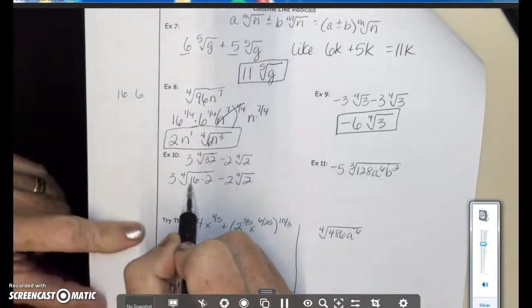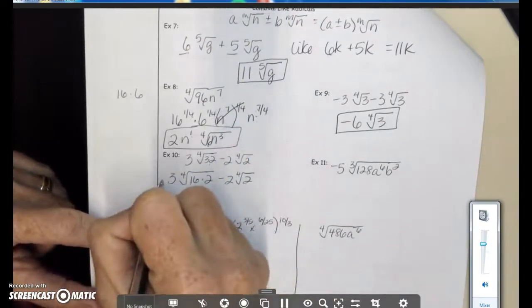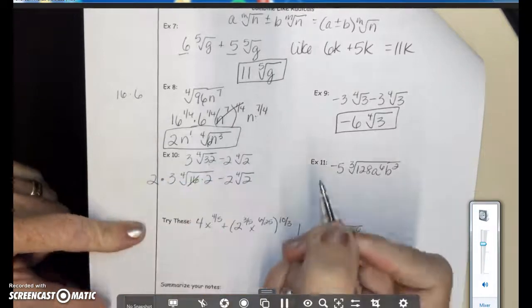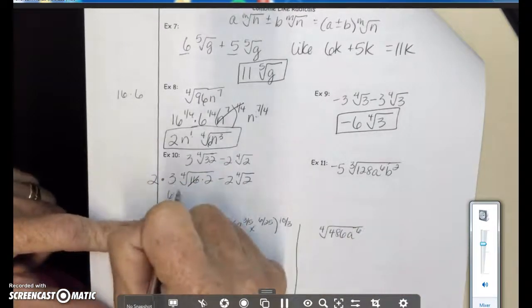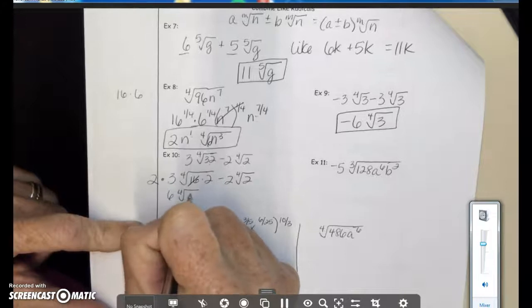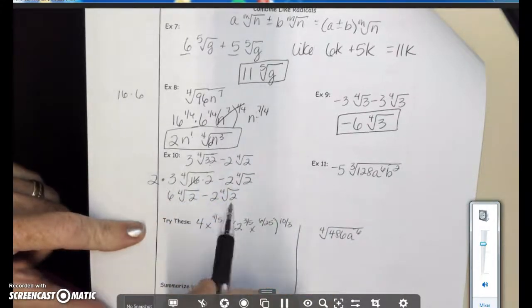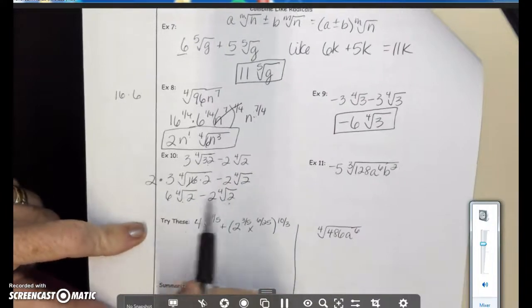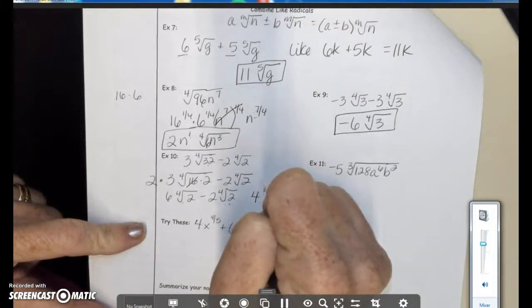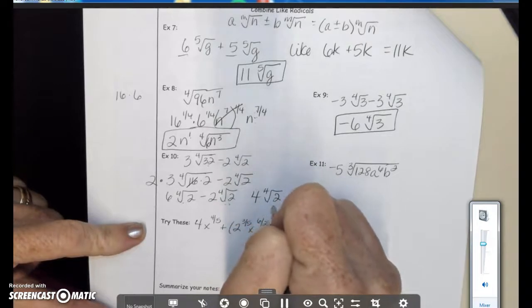So the 4th root of 16 would be 2, so I'm going to bring that out here. That gives me 6 times the 4th root of 2 minus 2 times the 4th root of 2. Now I've got a situation where I can combine like terms. So I just get 4 times the 4th root of 2.